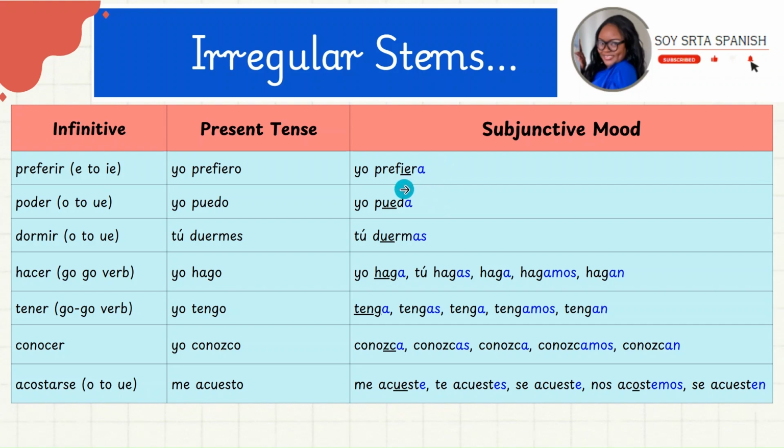What I'm basically showing you right now is the fact that if it had some irregularity or stem change in the yo form of the present tense, that would also reflect in the subjunctive mood.